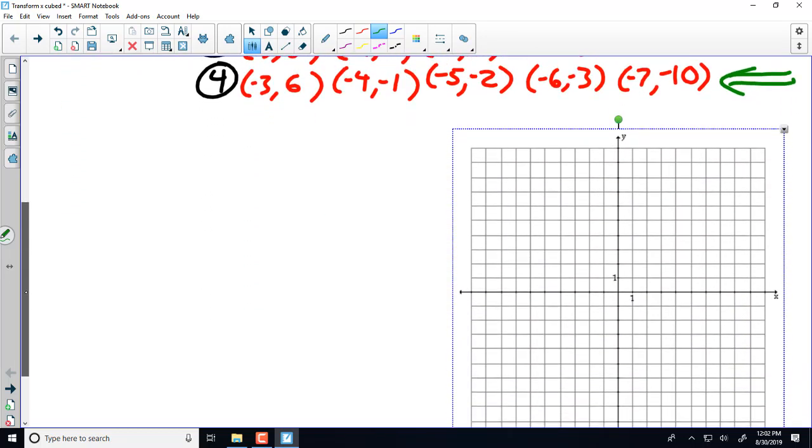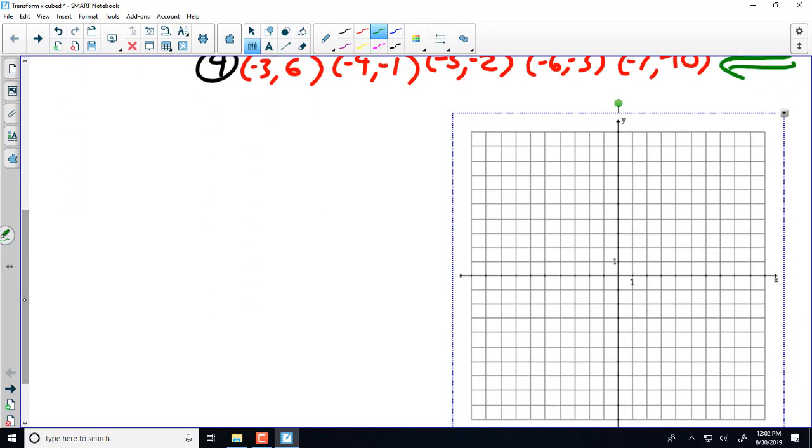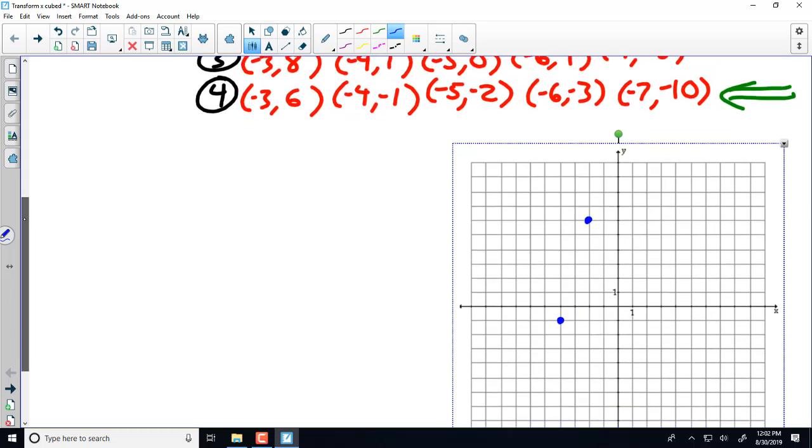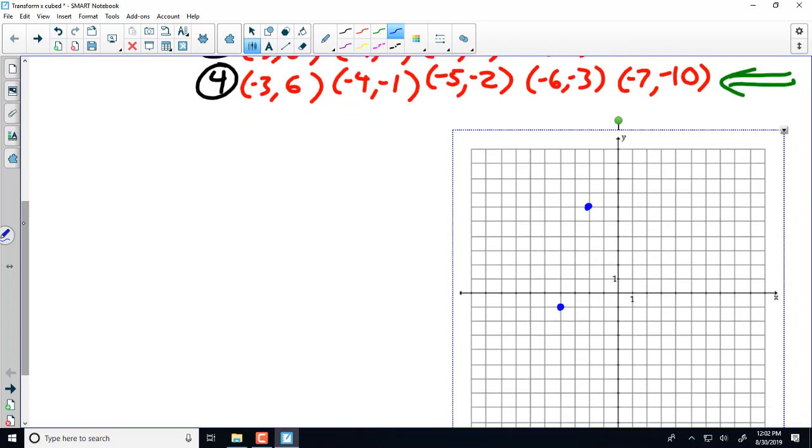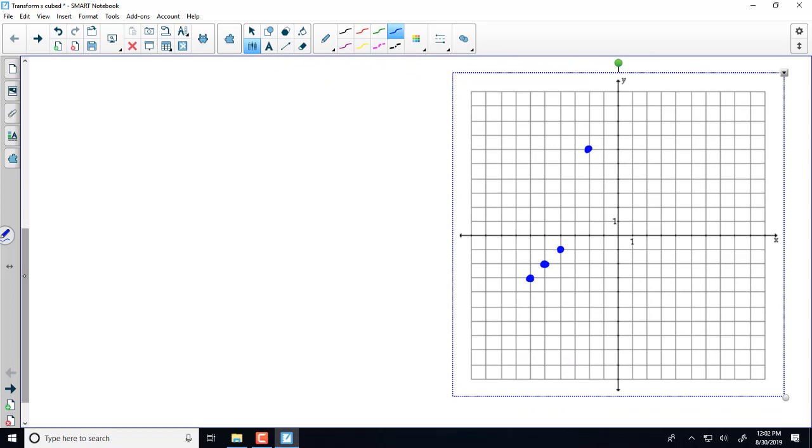So I put a coordinate system here for us. We're going to plot our points. We've got one point at (-3, 6). Yep, that looks good. Then we got another one at (-4, -1). And so let's see this a little better here. (-5, -2). (-6, -3), and then (-7, -10). You got to kind of go all the way down here.